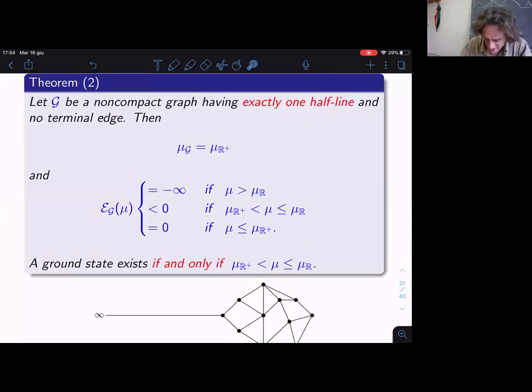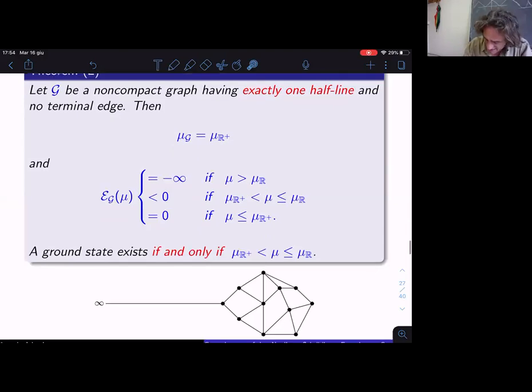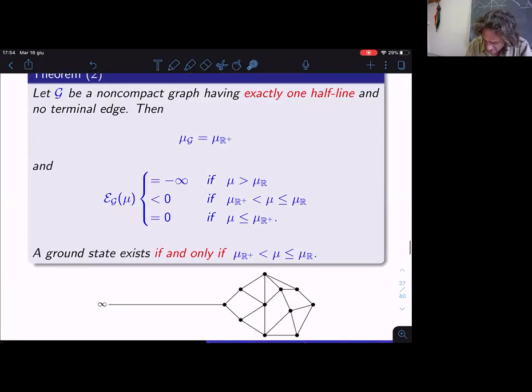The second is much more surprising. So consider a non-compact graph that has exactly one half line, but no terminal edges. Otherwise, we are in case one. Then again, mu g, the critical mass of the graph, is equal to mu r plus.